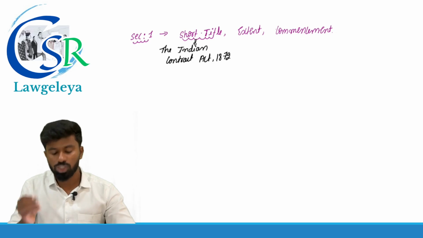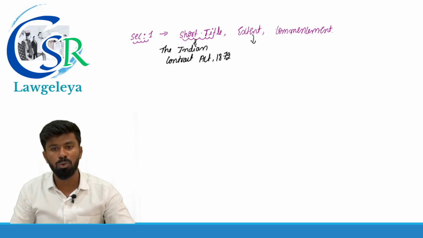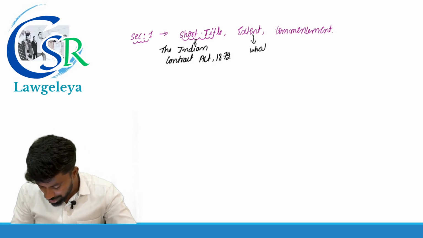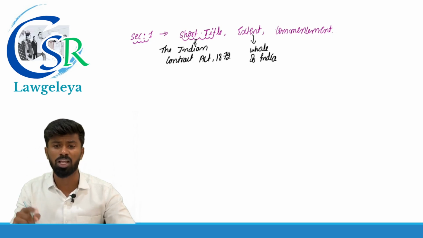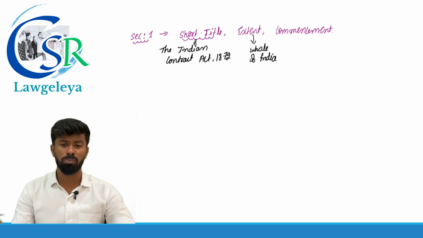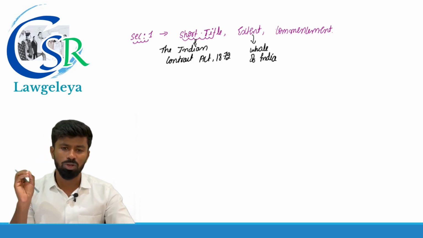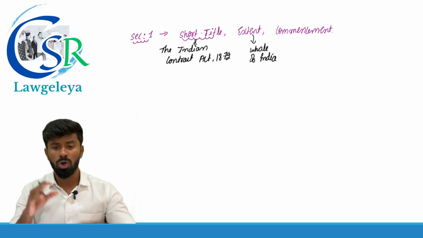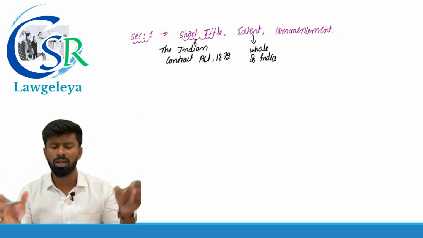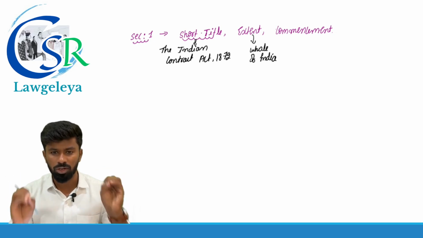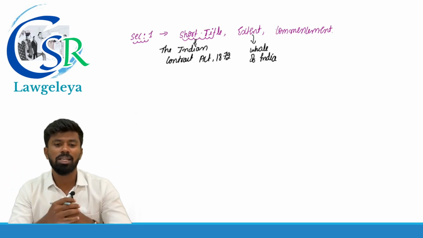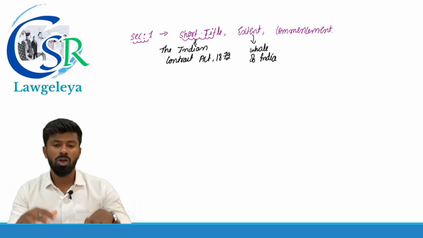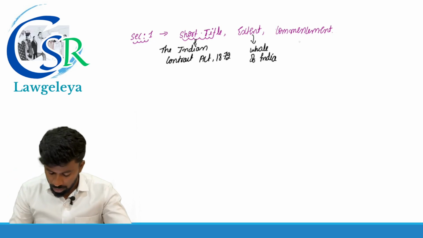1872. Extent. This law is applicable to whom? All of India. Sir, are there any exceptions, sir? No, sir, there are no exceptions. Why? Because all the laws made in India are applicable even to where? Jammu and Kashmir, because Article 370 is no more a part of the Constitution of India. So all the laws made in the Indian Parliament are applicable even to the Union Territory of Jammu and Kashmir. Why? Because Jammu and Kashmir is no more a state. It is a Union Territory. So this law is applicable to whom? The whole of India. Commencement.